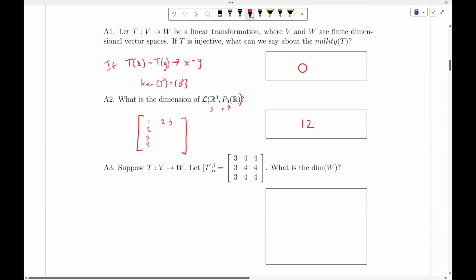Next, we have a 3 by 3 matrix, and we're looking at the dimension of W. Again, this is the dimension of the output. And if you look at T of V represented in beta, every one of these vectors is one of the basis vectors when you apply T to it, represented in beta. So the number of rows is the dimension of W. So here we have 3 rows, so our dimension is 3.